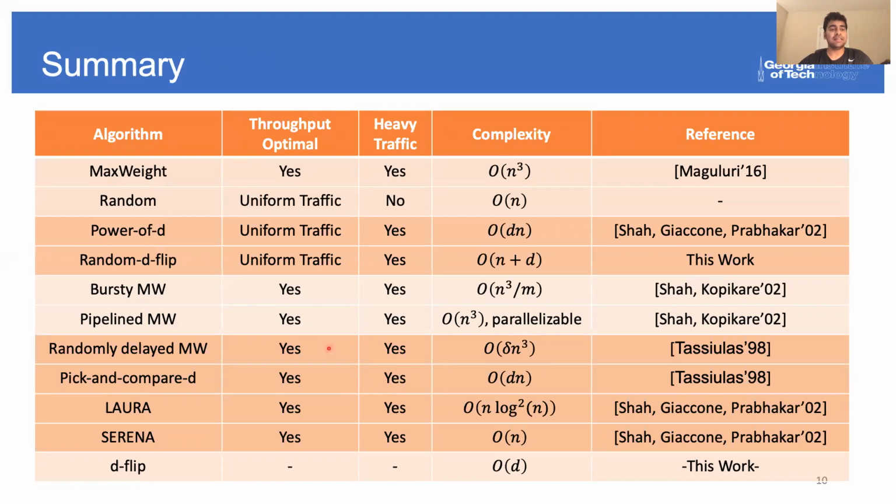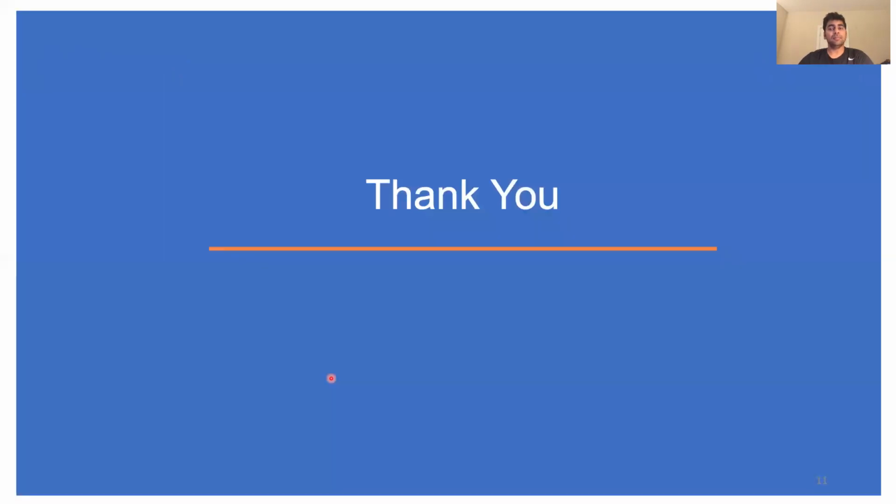So we looked at several algorithms. Mostly we looked at power of D, random D flip, pick and compare D, and D flip. There are several more algorithms which were presented in past literature that we didn't look at in this talk. In fact, there is a whole class of algorithms which are not included in this table, but they're also heavy traffic optimal according to the results presented in our paper. That's the end of my talk.